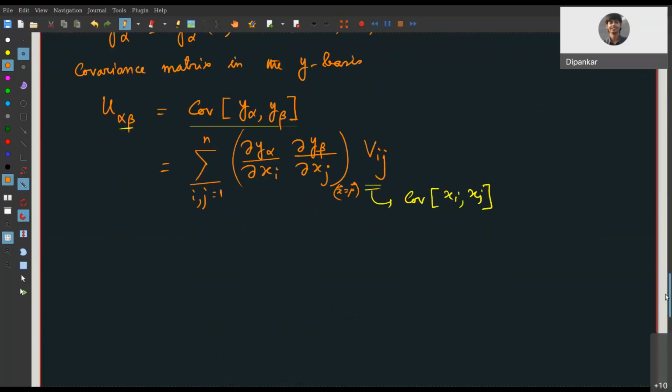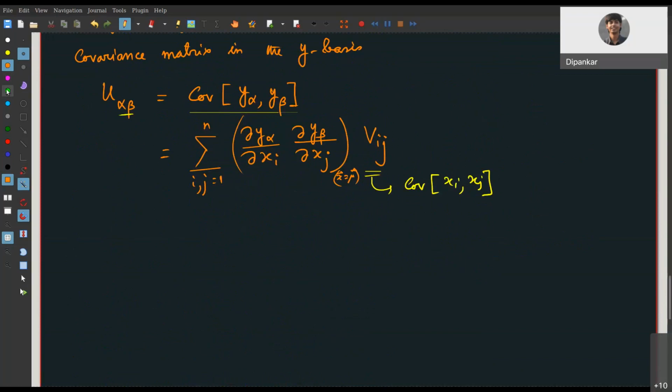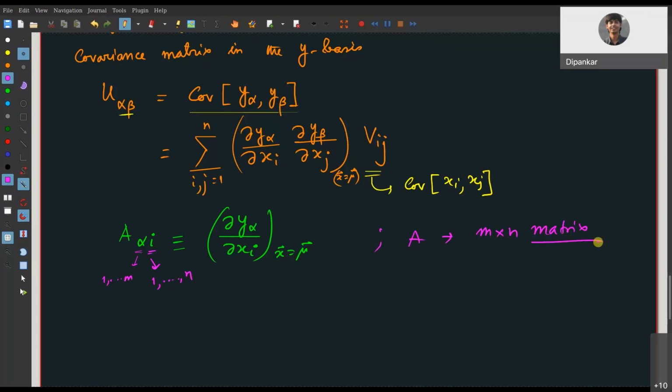All right. First of all, I will define a matrix A whose alpha, i-th element will be given by del y alpha del xi evaluated at x equals mu. This is my definition of the A matrix. The A matrix has two indices, alpha and i, so this will be an m cross n matrix, right? Because alpha runs from 1 to m, and i runs from 1 to n.